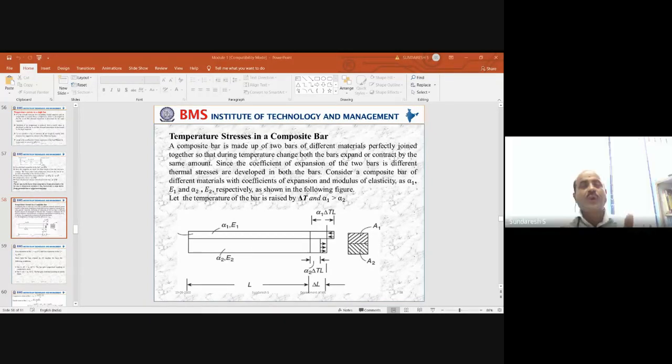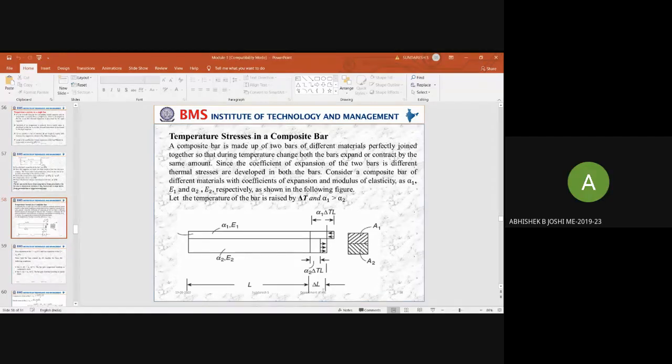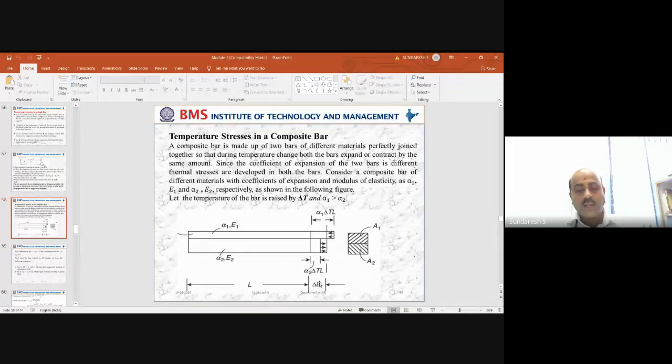That is what we got: delta L into T. Sorry, delta L. Delta L I'm showing here, right? Delta L is the total amount of free expansion that the entire composite bar will undergo.